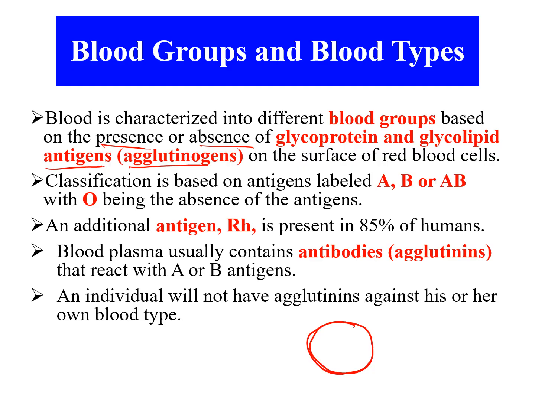So if this is our red blood cell, on its cell membrane you are going to find what are known as antigens, and these antigens can either be a glycoprotein or a glycolipid. What is a glycoprotein? A glycoprotein is a protein that has a carbohydrate attached to it.